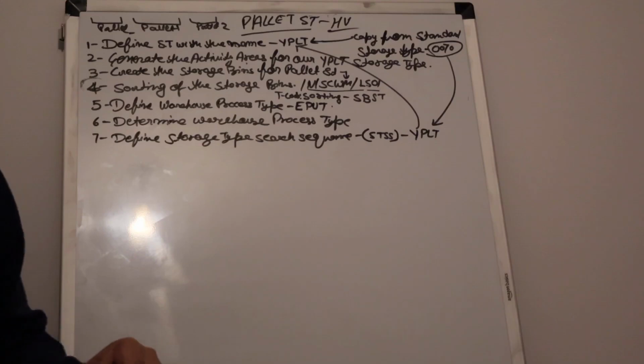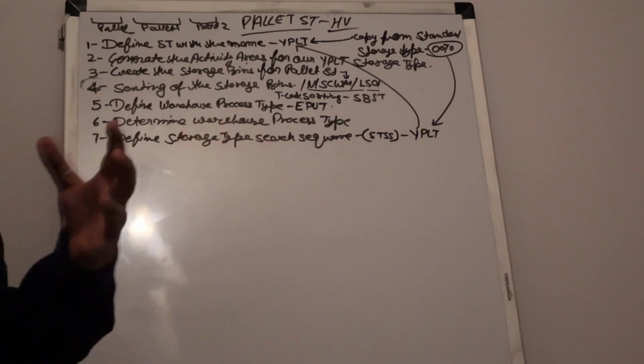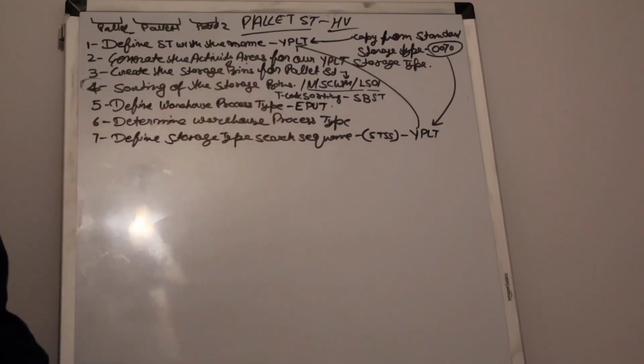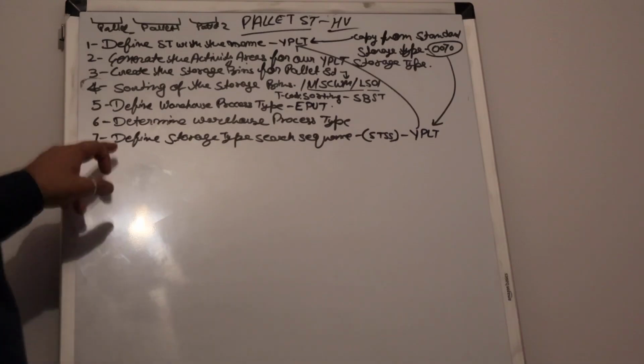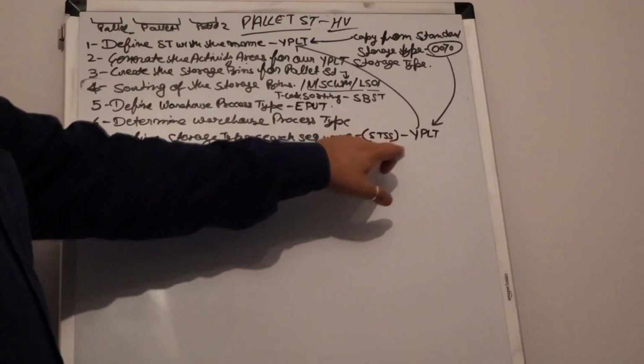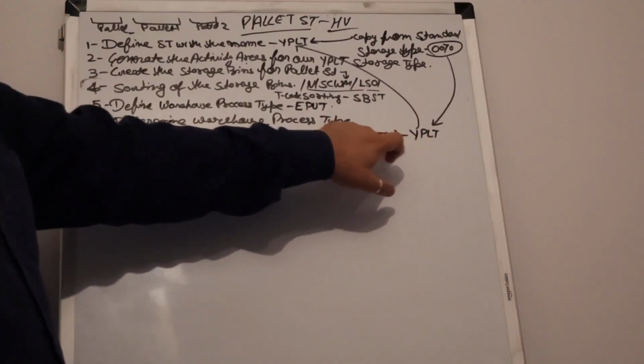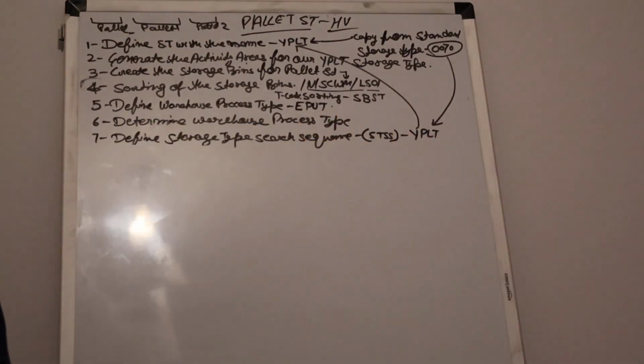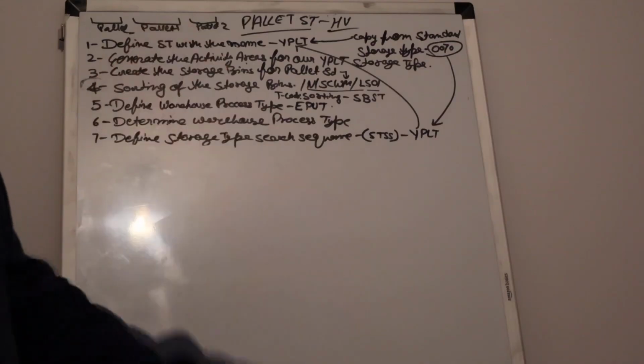System will search in sequence. Suppose we have 10,000, for an example, multiple storage bins. Okay, but how will the system exactly search this? The system will search through the storage type search sequence. Okay, in the sequence the system will search.